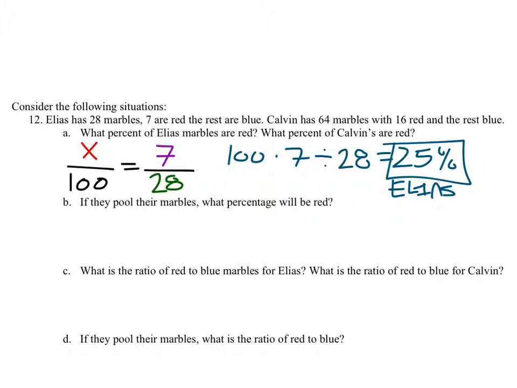So it looks like we do need to do this for old Calvin. The nice thing about this, we can use the same proportion. Again, we're just changing the 7 and the 28. So Calvin, for example, had 16 reds out of 64 marbles. When we do it, again, this would be 100 times 16 divided by 64, which is still 25%. So it's 25% for Elias and also good old Calvin.